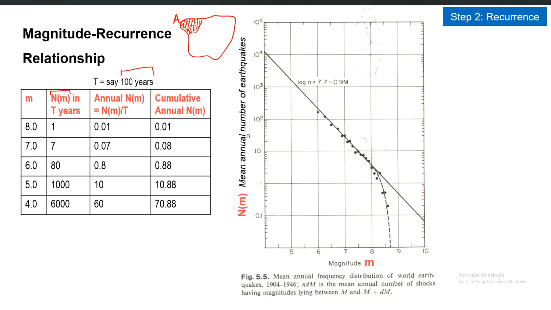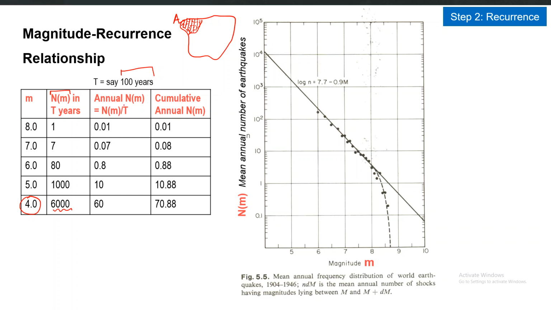So we will see, and this is example data, that magnitude 8 will be just one earthquake in the last 100 years. Magnitude 7 can be maybe 7, 6 can be 80, 5 can be 1000, and 4 can be 6000. So these are the numbers of earthquakes in that historical record for different magnitudes. You can see here that they are increasing exponentially as you reduce the magnitude. So for magnitude 4 earthquakes in the last 100 years, you have 6000, but only one magnitude 8 earthquake.